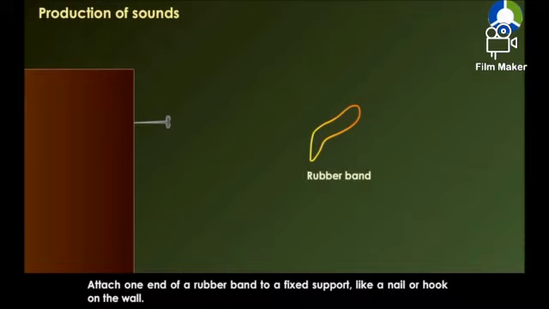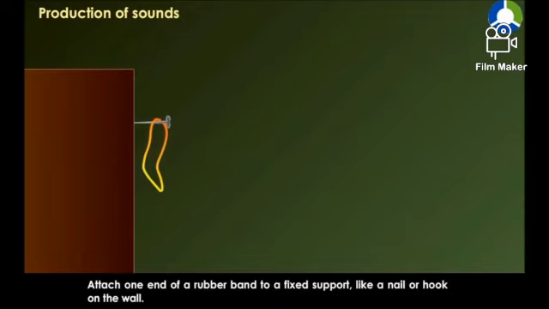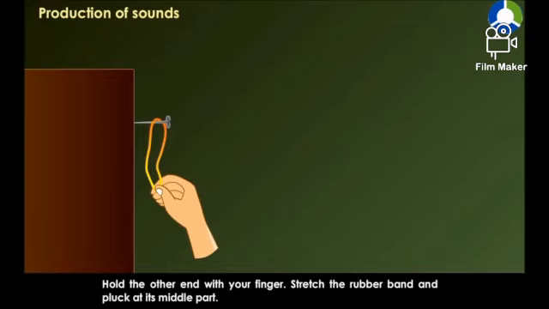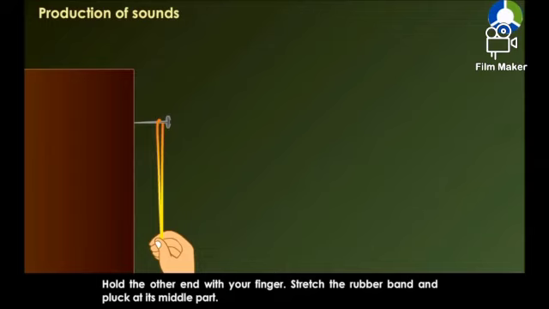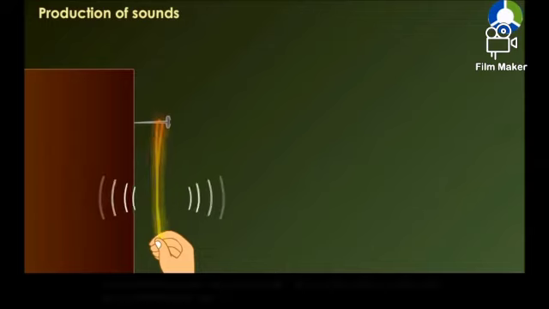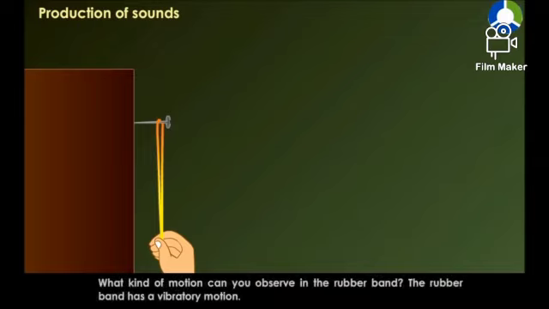Attach one end of a rubber band to a fixed support, like a nail or hook on the wall. Hold the other end with your finger. Stretch the rubber band and pluck at its middle part. Is a sound produced? Yes, a sound is heard. What kind of motion can you observe in the rubber band? The rubber band has a vibratory motion.